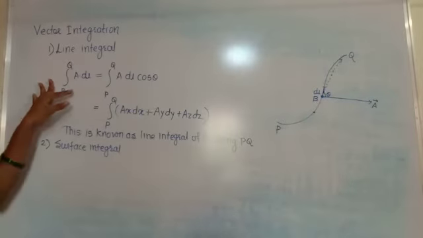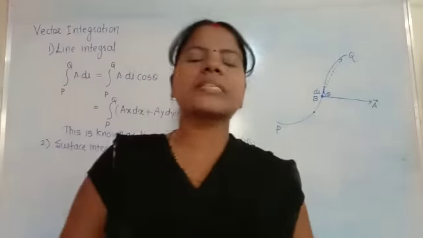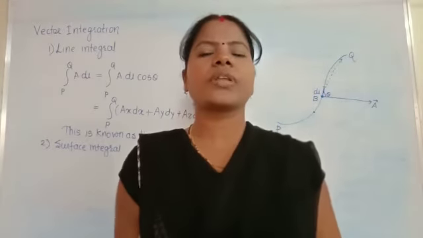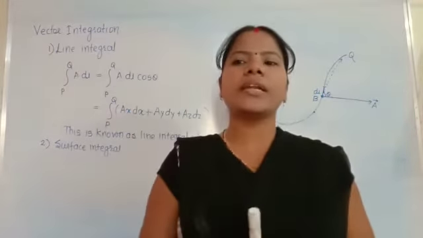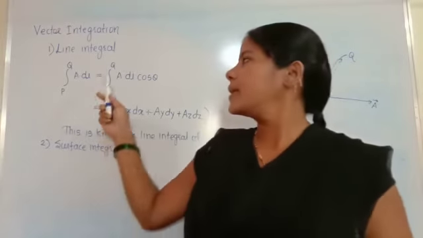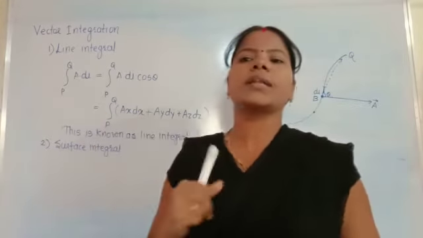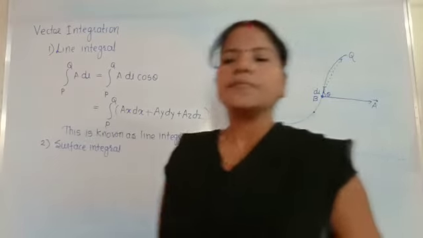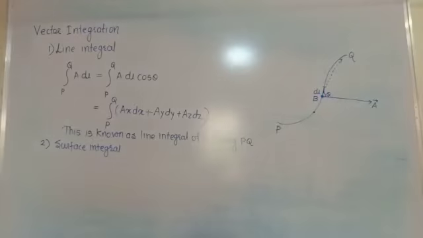Another example: if A represents the electric field intensity at any point, then the integral from P to Q of A dot dl represents the potential difference between P and Q. So these are the two examples of the line integral.